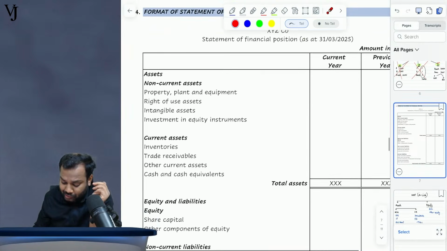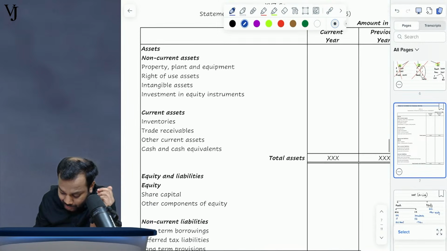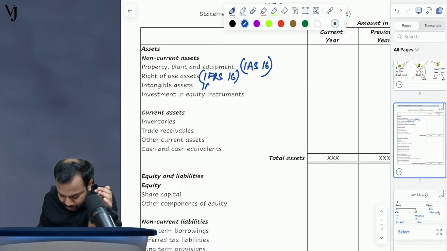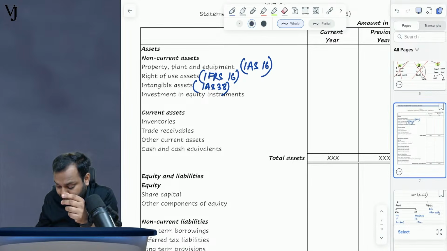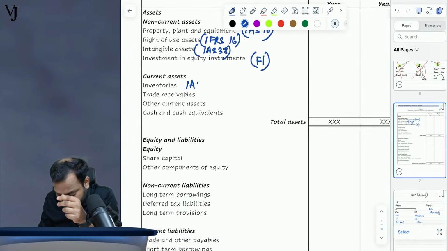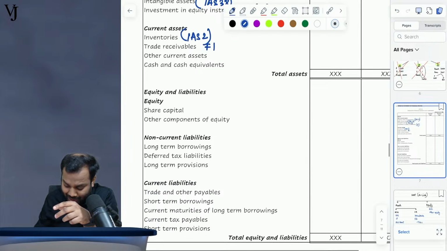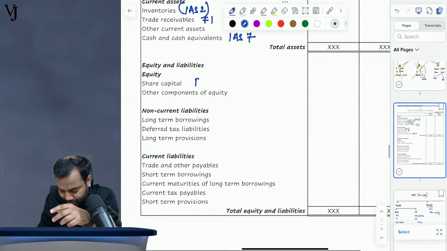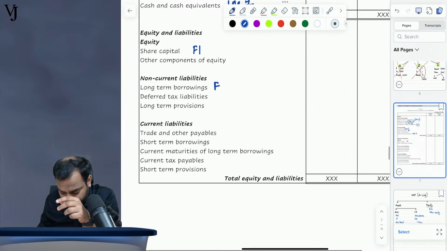Let us map it with the syllabus. We have a standard on property, plant, equipment by the name IAS 16. We have a standard on ROU by the name IFRS 16. We have intangible assets, IAS 38. We have investment in equity instruments under the topic financial instruments. Inventories, IAS 2. Trade receivable, financial instruments. Cash and cash equivalents, IAS 7. Share capital, financial instruments. Long-term borrowings, financial instruments.